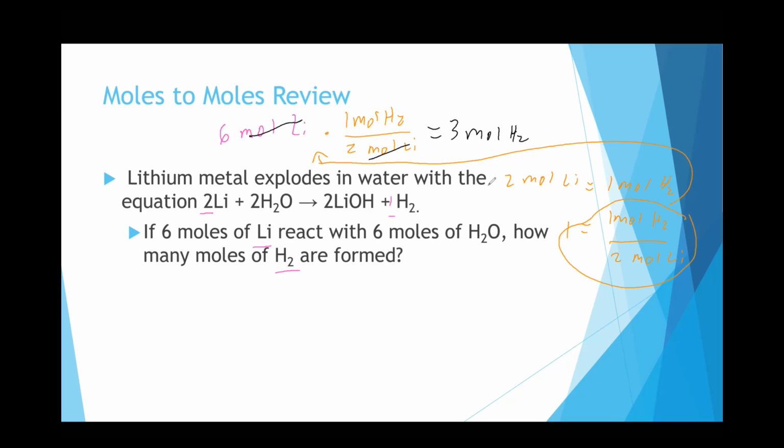You can also think about it logically. It's a 2 to 1 ratio for lithium to hydrogen gas, and we have 6 moles of lithium. So we're multiplying by 3 here, and we have to multiply by 3 on the other side too. So we get 3 moles of hydrogen gas as well. So there are 2 ways of doing it.